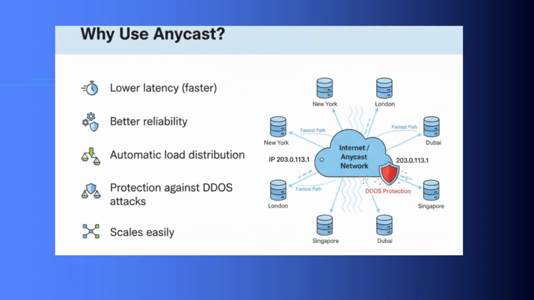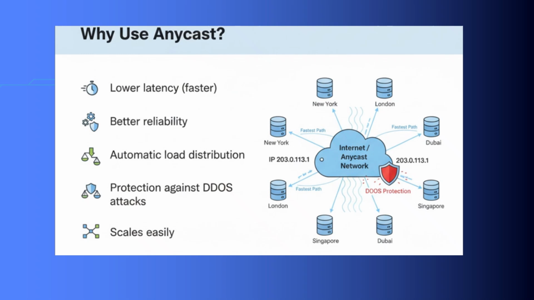What are the advantages of using Anycast? Anycast has several advantages, which is why major companies use it. The first advantage is lower latency. Users connect to the closest server, reducing delay. This makes websites load faster and DNS lookups instant. The second benefit is high reliability. If one server goes offline or has issues, traffic automatically shifts to the next nearest server. Users do not even notice the failure.